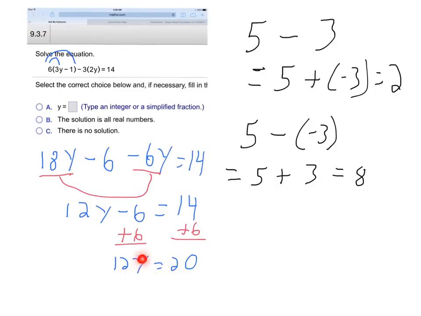You want to get the y by itself. So what's the opposite of 12 times y? Divide both sides by 12. Okay, and so 12y over 12 is just plain old y. And then here we have 20 over 12, and you can simplify that. I guess you can divide numerator by 4 and denominator by 4. So I get 5/3. Hope this helps.